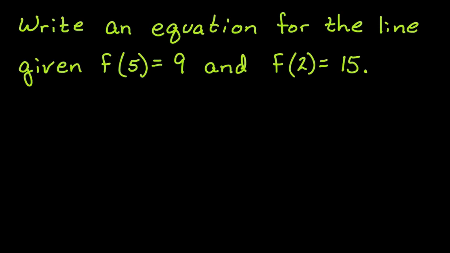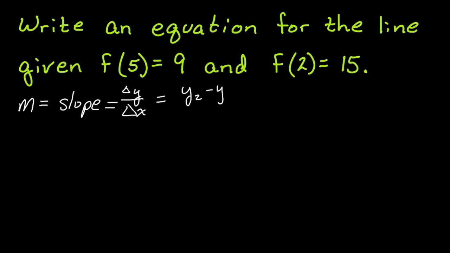Now, anytime that you are writing the equation of a line, the first thing that we need to find is going to be m, which represents your slope of the line. And the slope of a line is the change in y over change in x. Delta y means we're going to subtract the 2 y values. Delta x means you're going to find the difference between the 2 x values, the change in x.